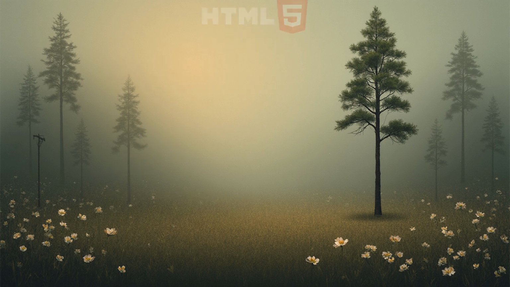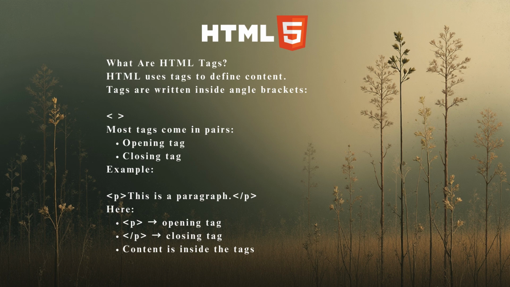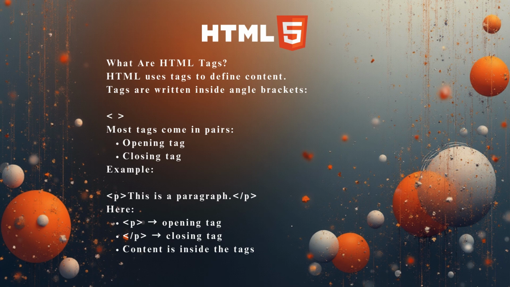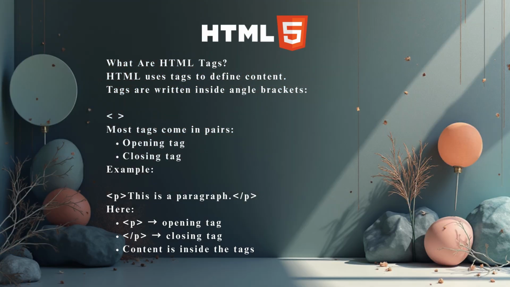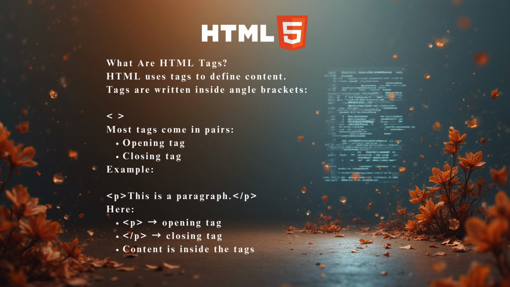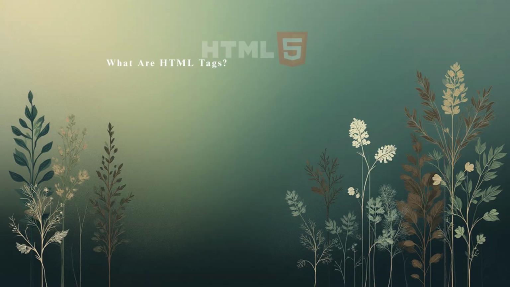What are HTML tags? HTML uses tags to define content. Tags are written inside angle brackets. Most tags come in pairs, that is, opening tag and closing tag. For example, paragraph tag followed by the sentence, this is a paragraph, and then followed by the closing paragraph tag. Now let me explain this. In HTML, the p tag is used to write a paragraph. Here, the text, this is a paragraph, is written inside the p tag. So the browser displays it as a paragraph on the web page.